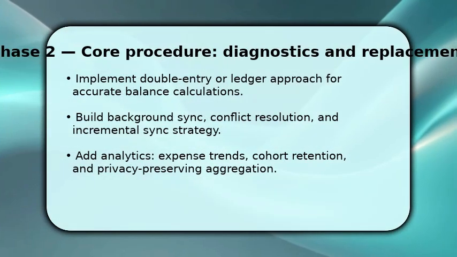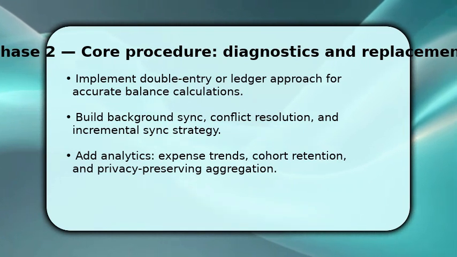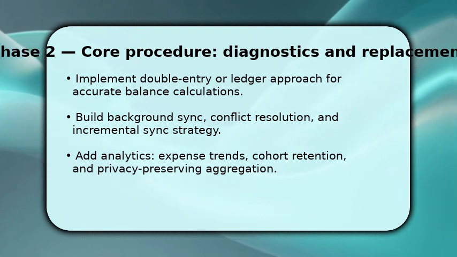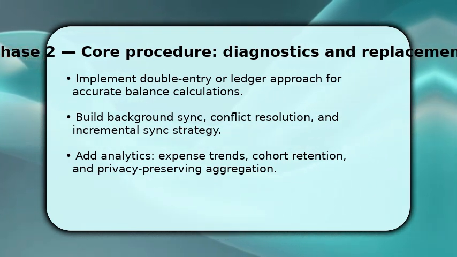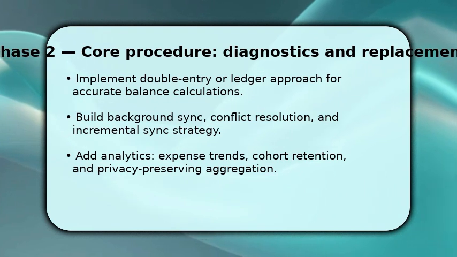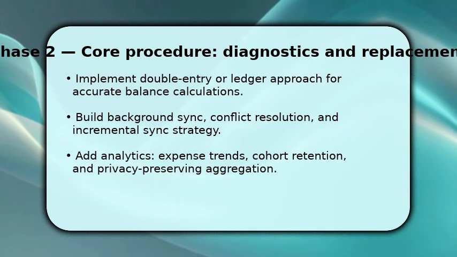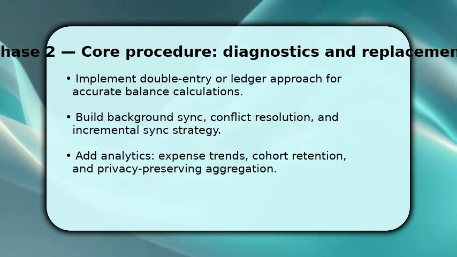You now expand the app with robust data integrity and user value. Implement a ledger or double entry pattern so balances reconcile flawlessly. This prevents subtle bugs. Once done, add background sync and conflict resolution. Use vector clocks or last writer wins with user review so devices stay consistent.